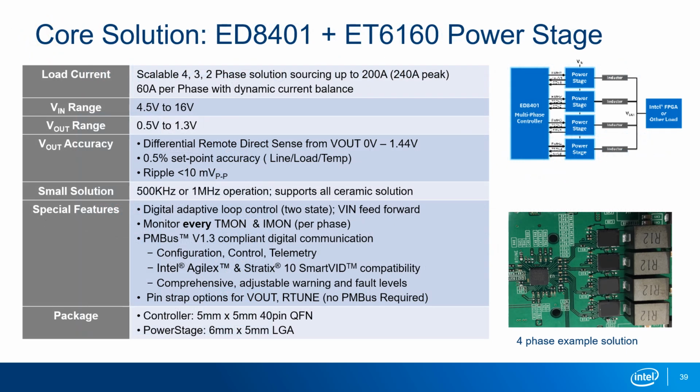In the picture, you can see the controller on the left feeding the 4 FETs, and then the 4 FETs feed the inductors because you have to be able to store those voltages in between switching nodes. This picture is straight from one of our dev kits, so it's a real-world example. Again, you can have 2, 3, or 4 phases delivering up to 240 amps peak. V-out accuracy is impressive at 0.5% set point accuracy, while the ripple is less than 10 millivolts peak to peak.